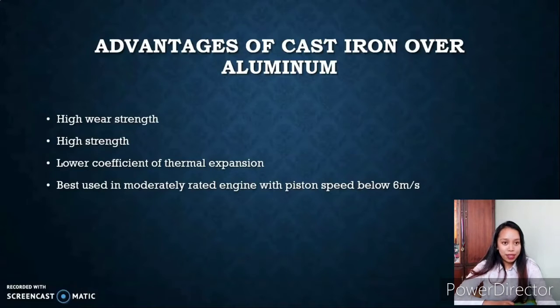To summarize, cast iron pistons are best used in moderately rated engines with piston speed below 6 meters per second. Meanwhile, aluminum alloy is used for highly rated engines with piston speed more than 6 meters per second.